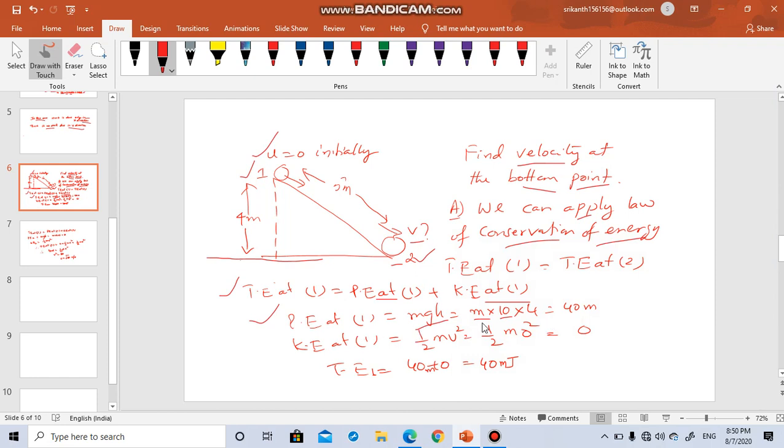So what do you get? m into 10 into 4. You get 40 m. Don't forget this m. It is not meters, it is mass. We don't know the mass here. Similarly, kinetic energy at 1. At the top point, the ball is not moving, so it is at rest. Kinetic energy is half mv square, so here v is 0, so it is 0. What is the total energy at 1? It is 40 m plus 0, so 40 m joules.